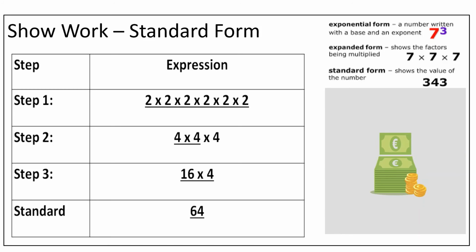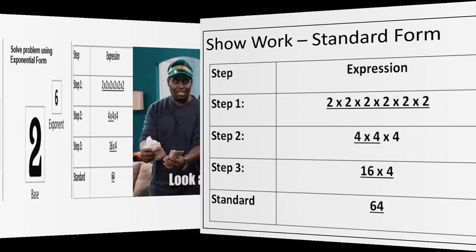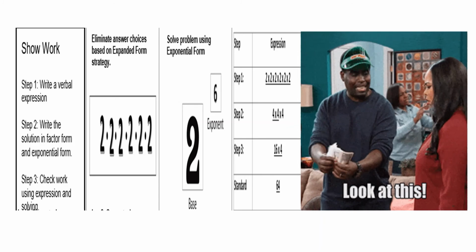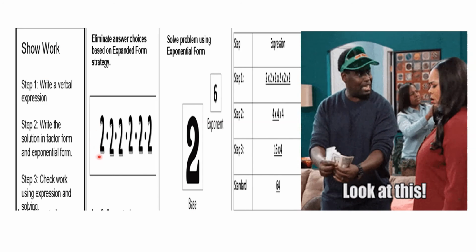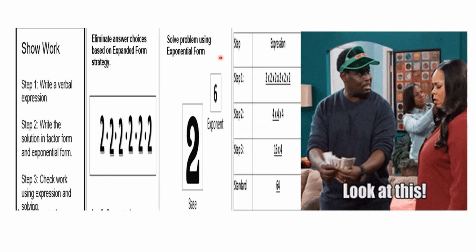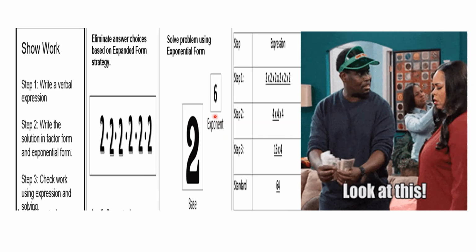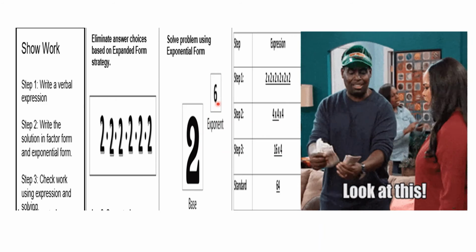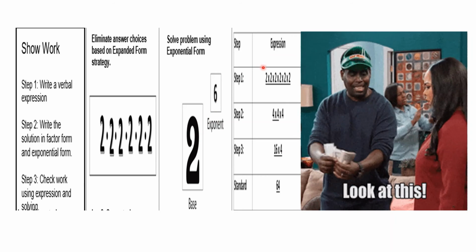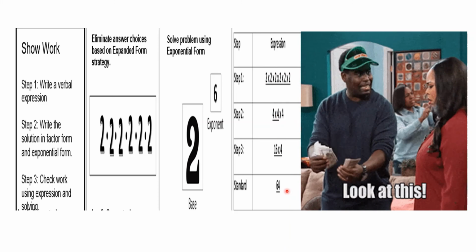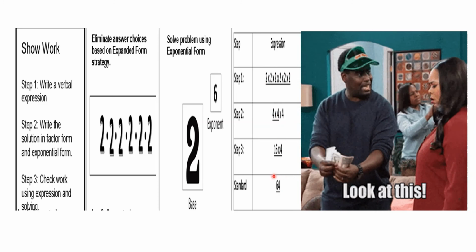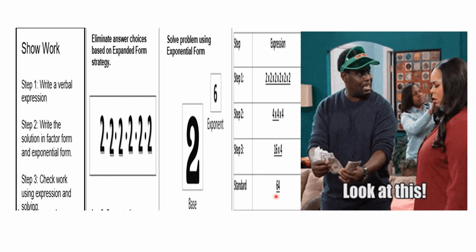Now, the work you should have had on your paper should have looked like this. You should have had it in expanded form, showing your factorization, exponential form, showing the powers, 2 to the 6th power, and then your standard form where you use PEMDAS to solve the problem. Thank you guys, and all my little nephew would have to do is save $64 in 2 days.